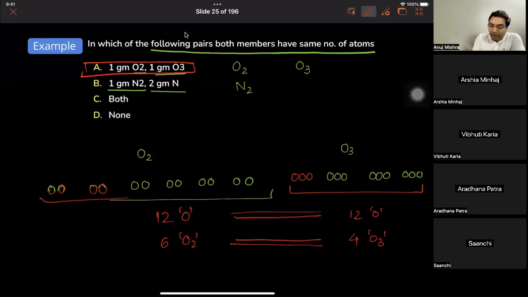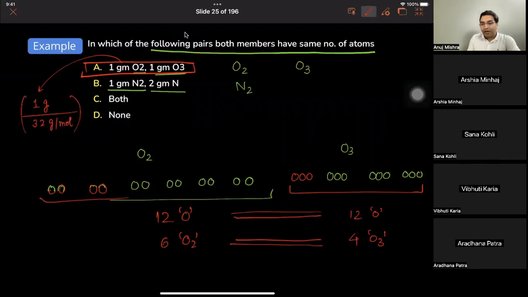So how do you solve mathematically? You'll say 1 gram of O2 means 1 gram divided by O2's molecular weight, 32 gram per mole. So these many moles of O2 are there. Agree? Everyone, is this part comfortable to all of you? If these many moles of O2 are there, how many molecules of O2 are there?